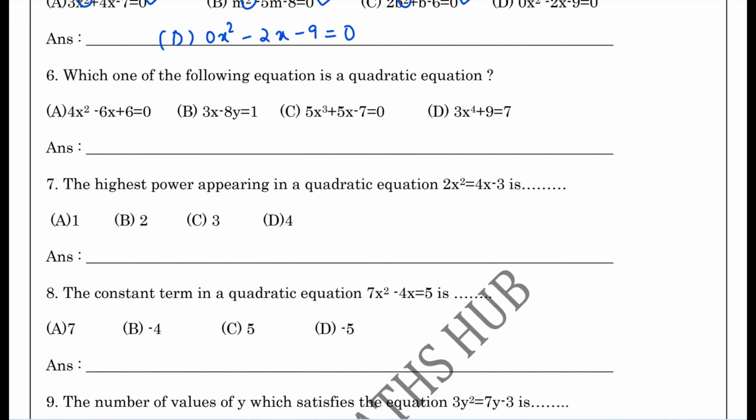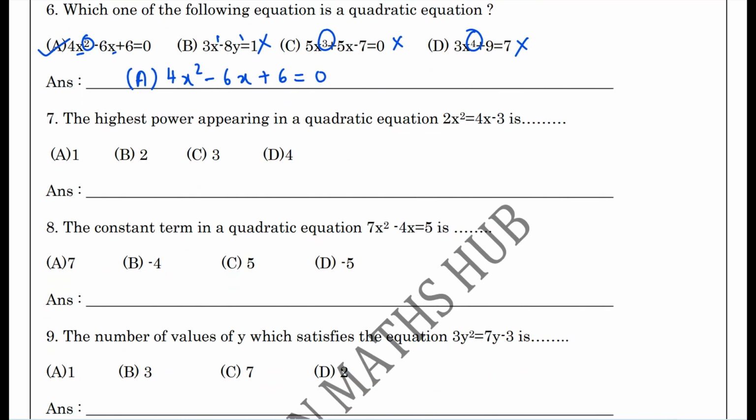Next, which one of the following equation is a quadratic equation? You should check for the variable whose highest power is 2. See here, variable here is x, the highest power is 2. Therefore, directly you can write option A is the correct answer, that is 4x square minus 6x plus 6 equals to 0. See here, this is not a quadratic equation because it is in two variables and the powers are 1 and highest power is 3 here. It is not a quadratic equation. Highest power is 4 here. This is also not a quadratic equation.